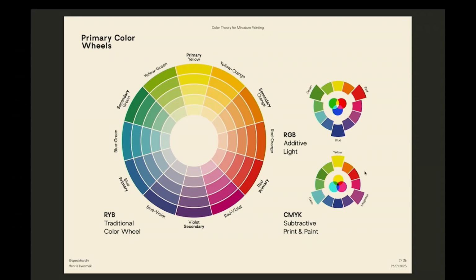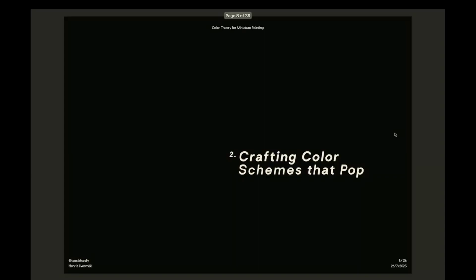This is essentially what you use in print media, where if you combine the primary colors, yellow, cyan, and magenta, you'll get black. And the secret is actually that when you're mixing paint, you're using this color wheel, but you still often talk about the RYB color wheel. There's quite a bit of confusion there, but we'll go over that later.